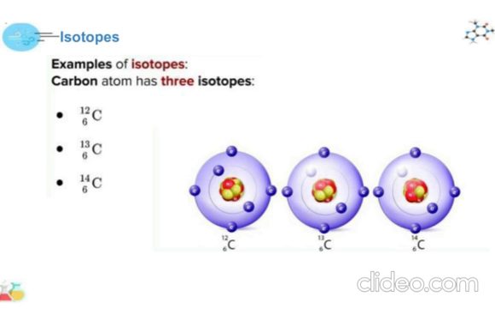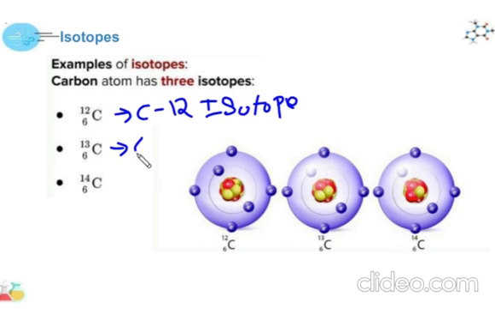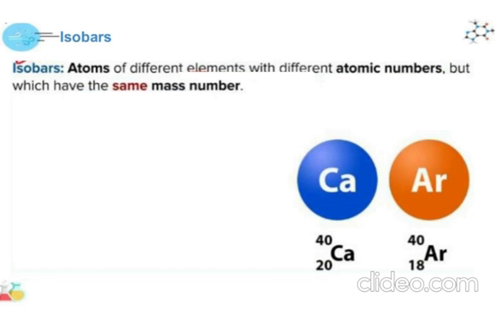Similarly, carbon also has 3 isotopes. The first one is the carbon 12 isotope, which we studied earlier in atoms and molecules. This is the carbon 13 isotope, and this is the carbon 14 isotope. So here are the isotopes of carbon.